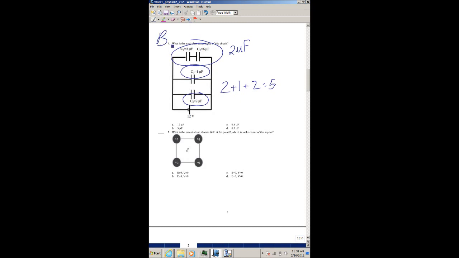What is the potential in an electric field at a point P, which is the center of the square? First we have 3 positive charges and 1 negative charge. That means that our potential is not equal to 0, because they don't cancel out. And then I need to go through and just look at the field due to each one. Let's look at this one. Its field is going to be in that direction. Due to this one, its field is in that direction. Due to this one, its field is in that direction. And then due to this one, in that direction. So the electric field also is not equal to 0. So that is option B for number 7.